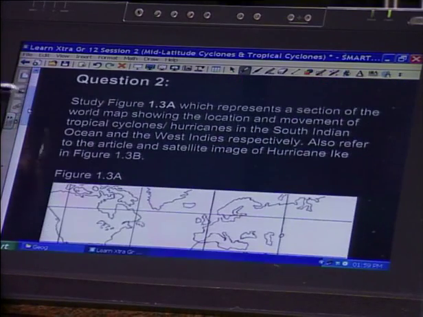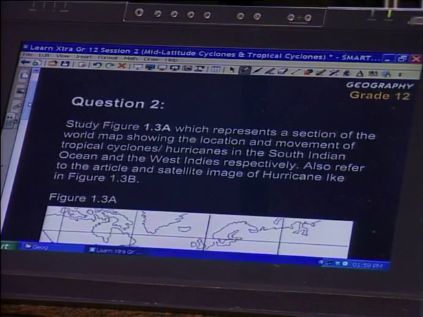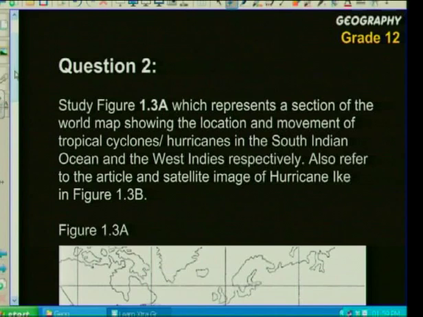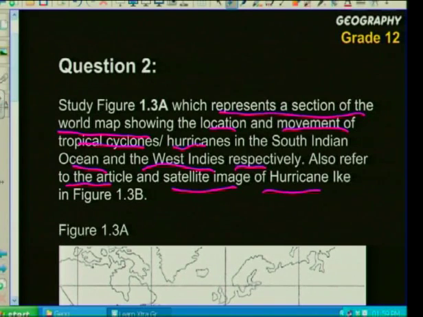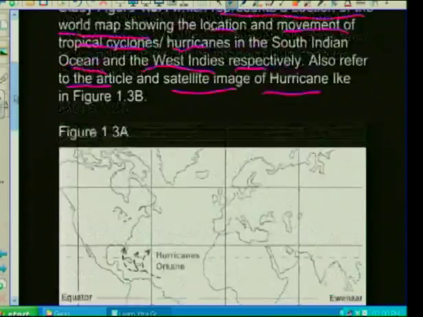Let's look at another question. Study figure 1.3a, which represents a section of the world map showing location and movement of tropical cyclones or hurricanes in the South Indian Ocean, or telling you where it is. Okay? You know already. All right? And the West Indies respectively. Also refer to the article on satellite images of Hurricane Ike. Okay? So let's look at our diagram.